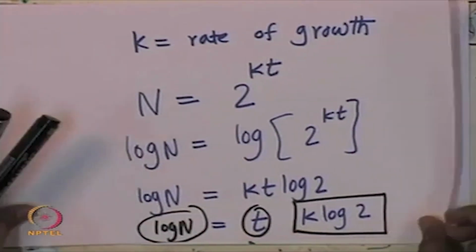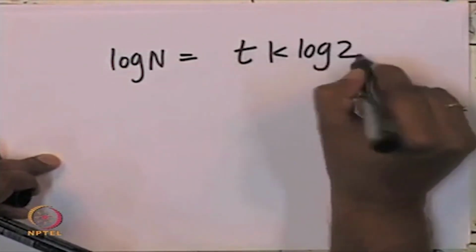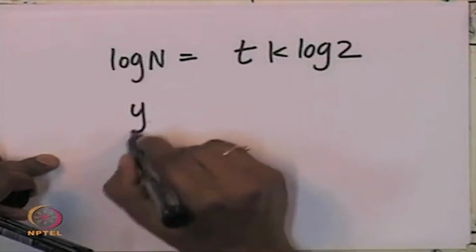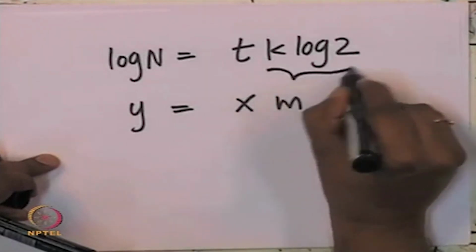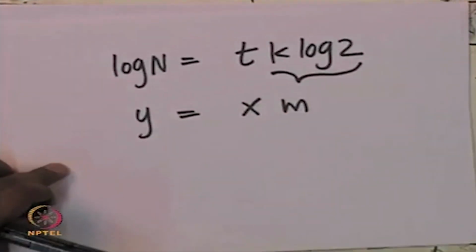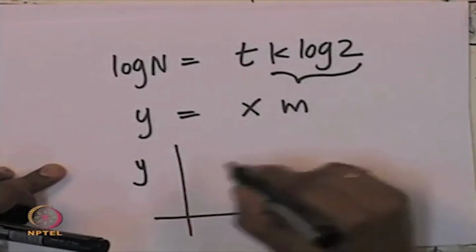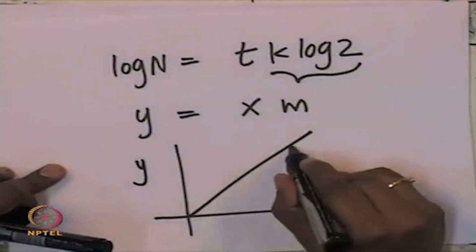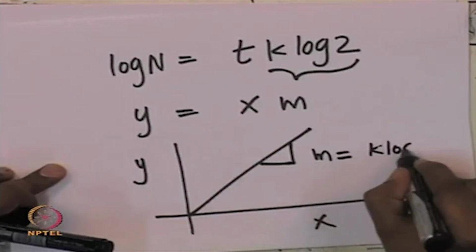So, let us consider this. You have this equation, which is y is equal to... the equation we have is log n is equal to t times k log 2. So, this is y is equal to x times m, where m is this quantity which is k log 2. As we saw, if you plot y and x, y equal to m x is a straight line, and the slope, which is m, is k log 2.